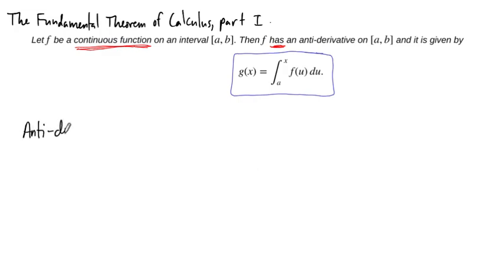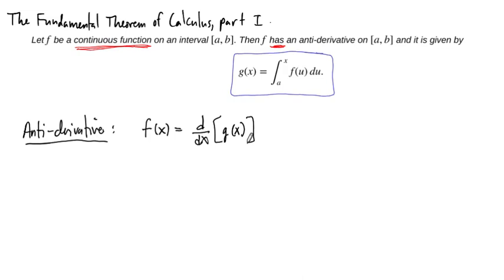Antiderivatives obey the property that, given the function f of x itself, an antiderivative of f, it could have many, is a function g for which the derivative of g of x is equal to f of x. Another way to write down this Fundamental Theorem of Calculus Part 1 is that the derivative with respect to x of the integral from a to x of f of u du is just equal to the function f of x itself.